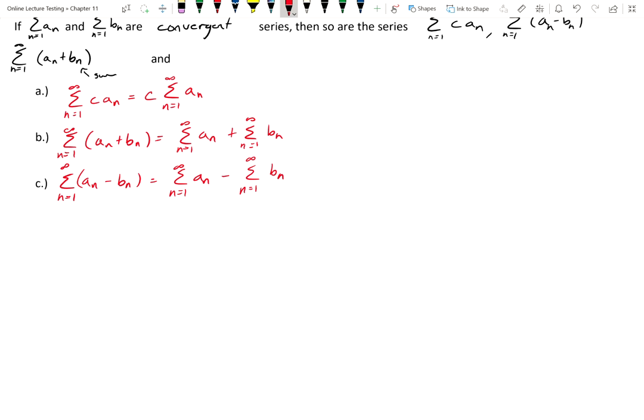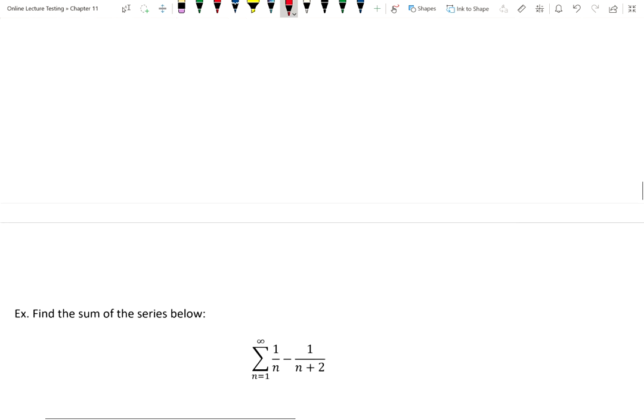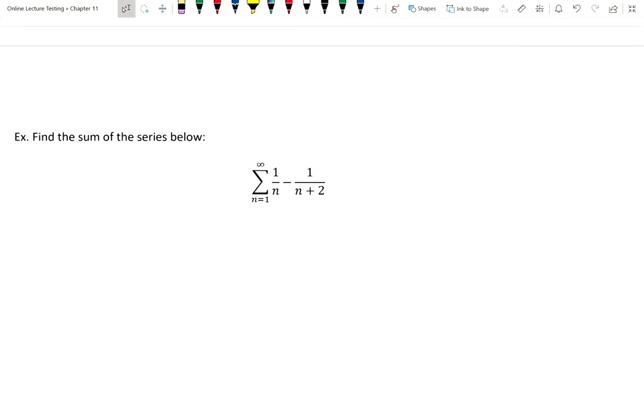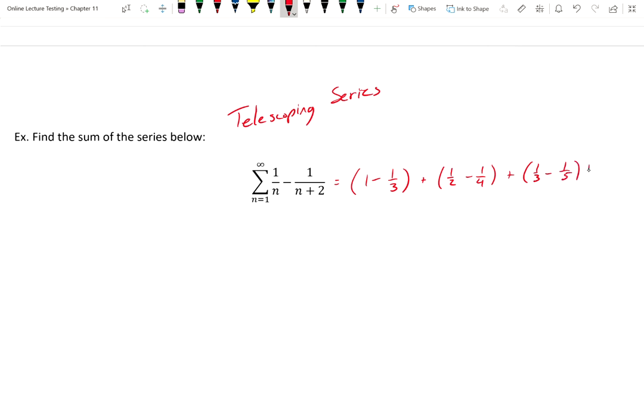All right. So this leads us into a good example that I wanted to show. This one, this type of series is really cool. This is an example of a telescoping series. And we're going to see what that means here in just a second. Okay. So if we were to look at the values here, if I plugged in 1, we'd get these sets of values. 1 minus 1/3 plus 1/2 minus 1/4 plus 1/3 minus 1/5 plus so on.